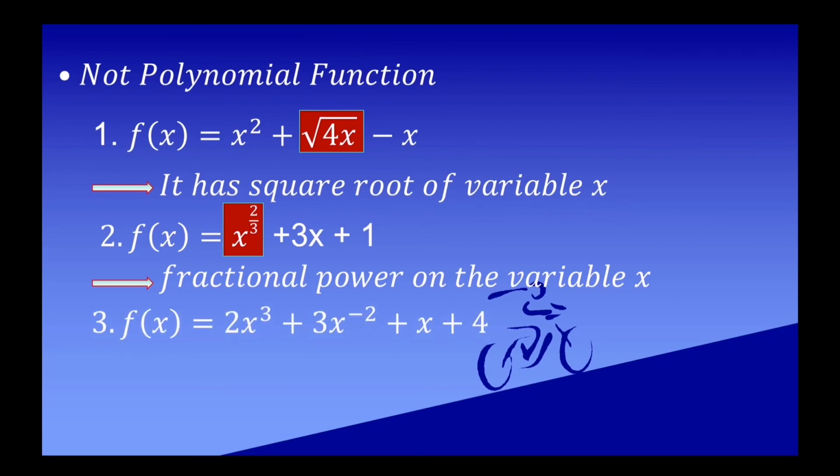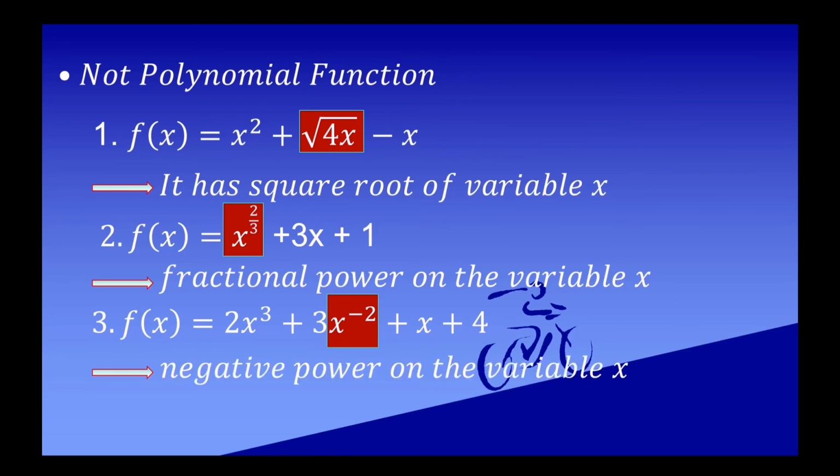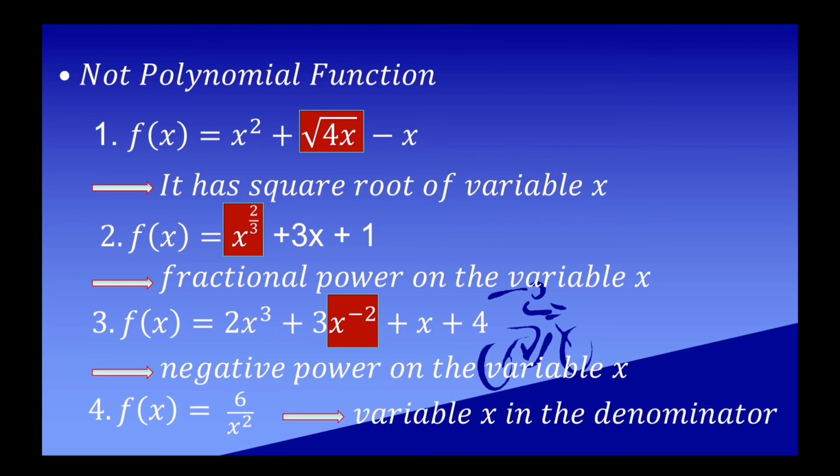For number 3, f of x is equal to x cubed plus 3x to the negative 2 plus x plus 4. It's also not a polynomial function because we have a negative power on the variable x. For number 4, we have 6 over x squared, not a polynomial function because the variable x is in the denominator. These are all samples not considered as polynomial functions.